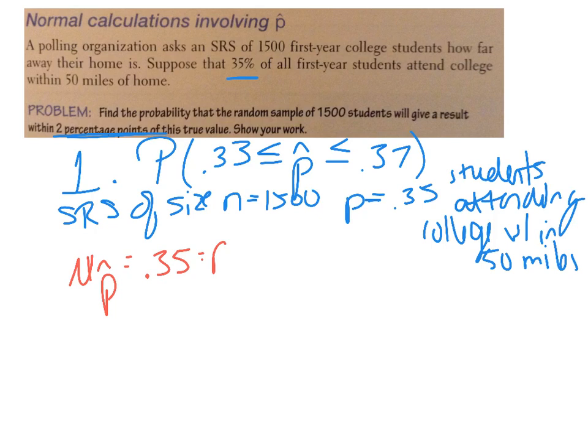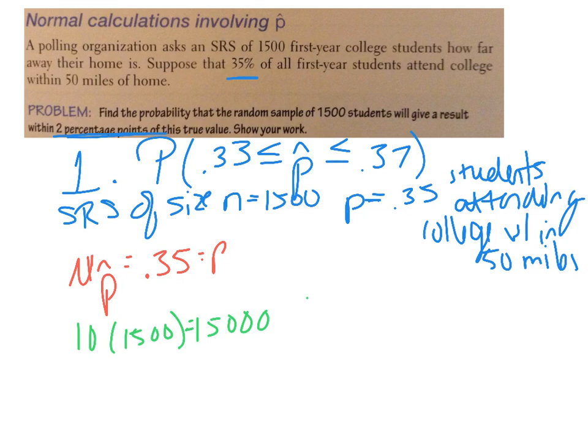As for the standard deviation, I need to check my 10% condition. Basically I know that I've got 10 times 1,500, which would give me 15,000 for my population as a whole. I would say this definitely qualifies as a sample that is less than 10% of all first-year college students in the country, or even around the world, but there are still going to be more than 15,000 of them. So you've definitely met your 10% condition there.